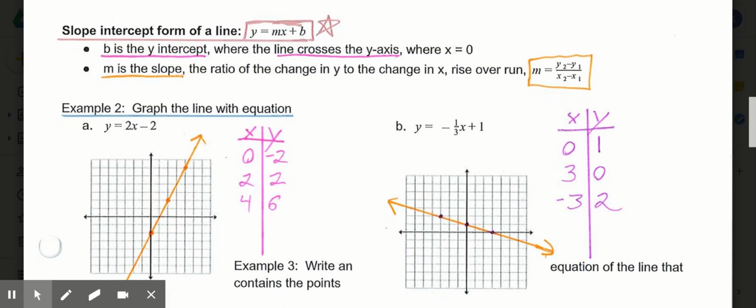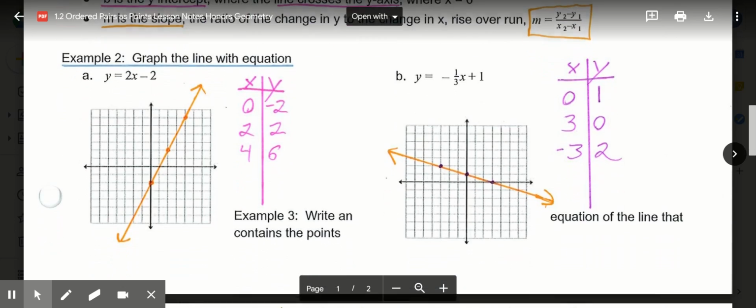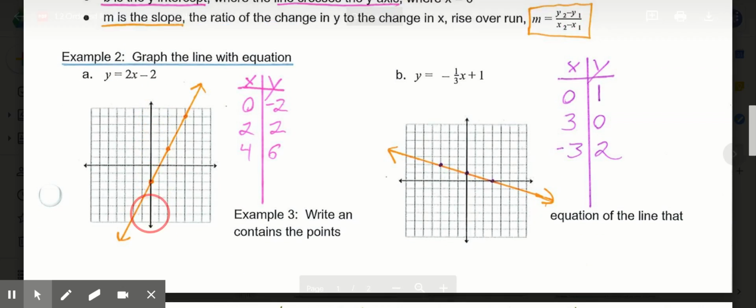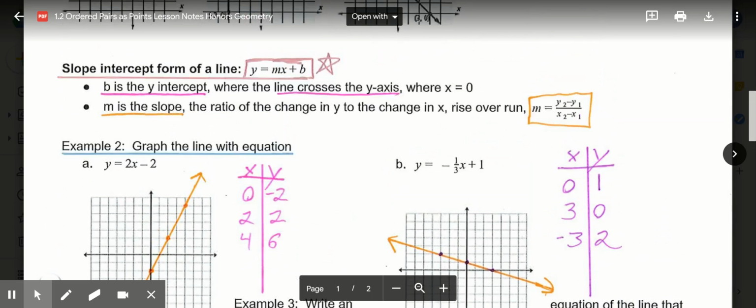Then we have my favorite form for writing lines, slope-intercept form. So slope-intercept form, again, a refresher from algebra. Slope-intercept form is y equals mx plus b. Now in slope-intercept form, the b represents our y-intercept, meaning that's where our line crosses the y-axis or where x equals 0. So if we look at our graph here, that is our y-axis. So b would be wherever the line crosses the y-axis.